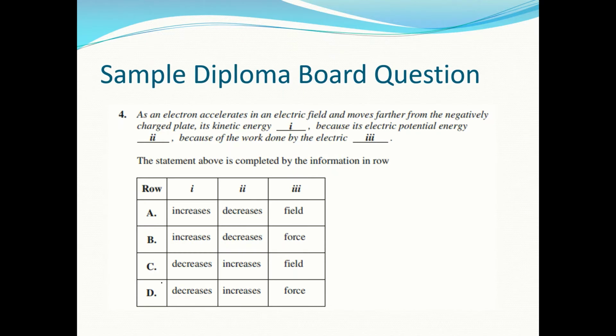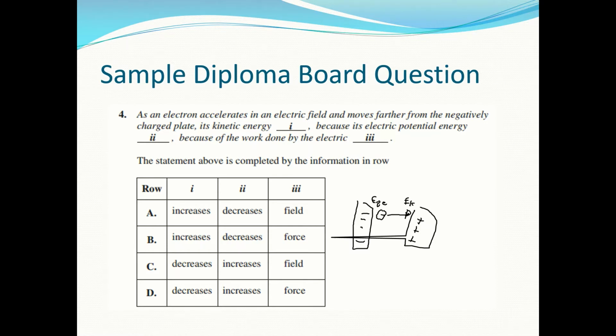Okay, question 4. An electron accelerates in an electric field and moves further from the negatively charged plate, the kinetic energy blank, because the potential energy blank, the work is done by the electric blank. So an electron accelerates in an electric field and moves further from the negatively charged plate. So we have a negative plate. Oh man, it's still doing that thing. We have a positive plate. So the electron is moving this way, right? Here it has lots of EPE, and then here it's switching into EK.